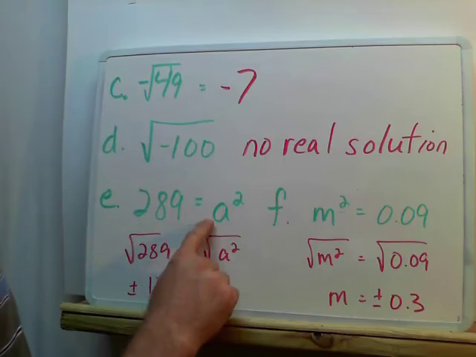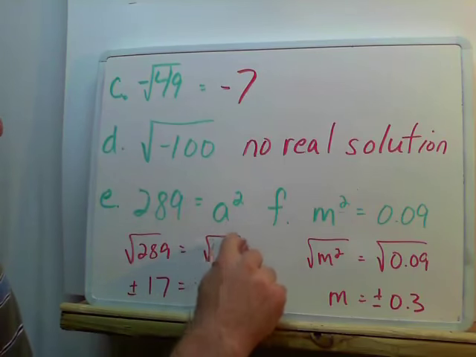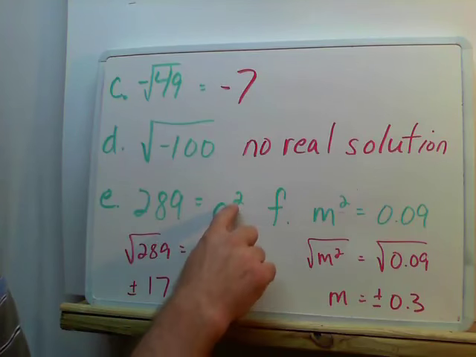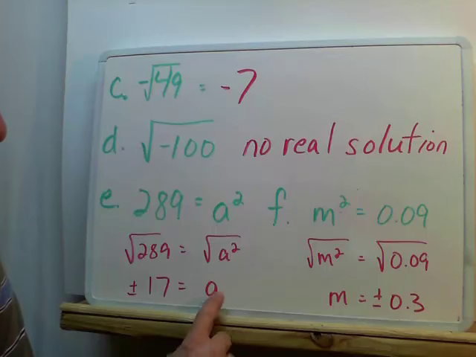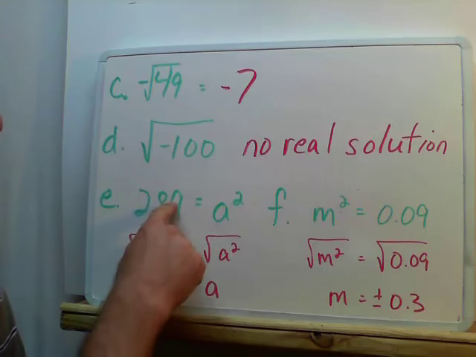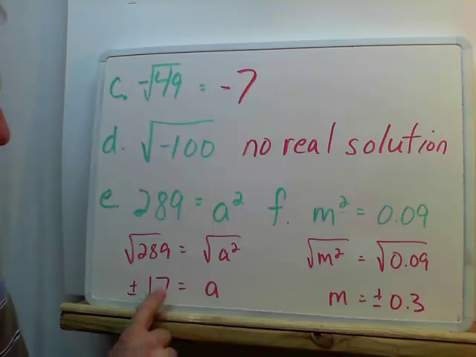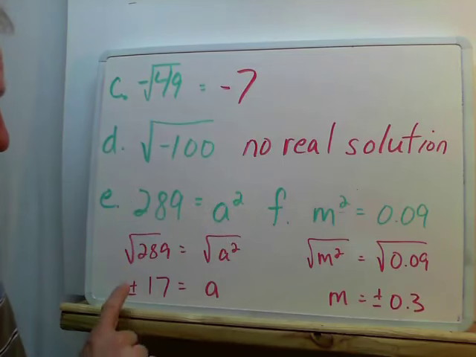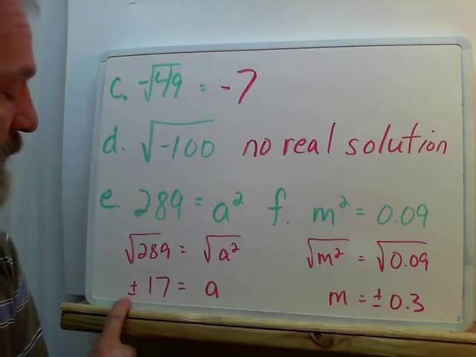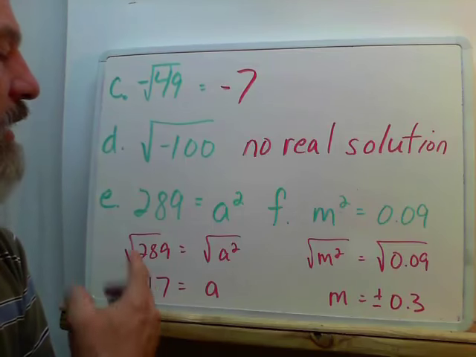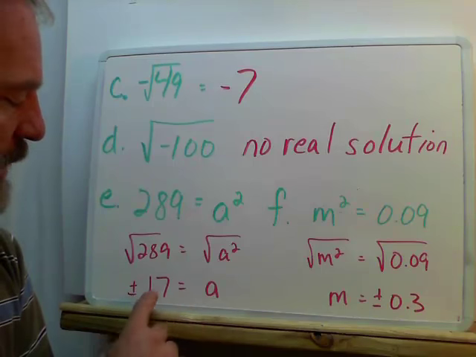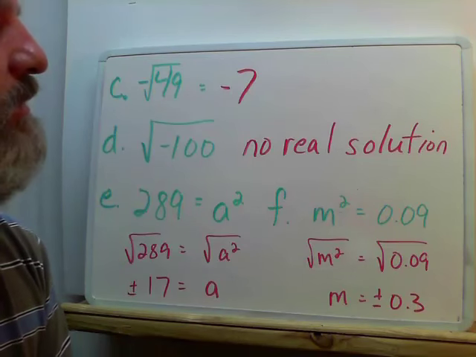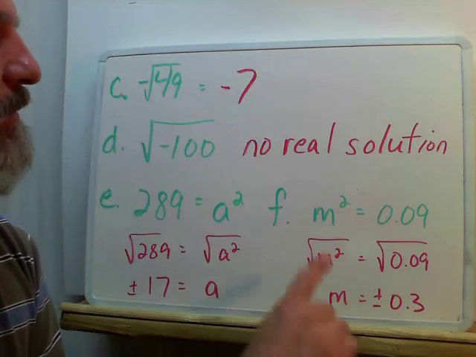Letter E, 289 equals a squared, and in this case you're asked to solve these. So we've got 289 equals a squared. First thing we want to do is take the square root of the variable, and then we need to take the square root of the other side. Square root of a squared is a. And the square root of 289 is 17. And remember, anytime you start with a variable squared, first thing you ought to think about is I need to have both the positive and negative answers here. So plus or minus 17, and we could check that. Use a calculator if you have to. 17 times 17 is 289. Negative 17 times negative 17 is also positive 289.